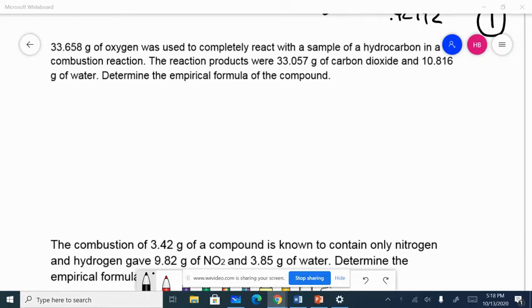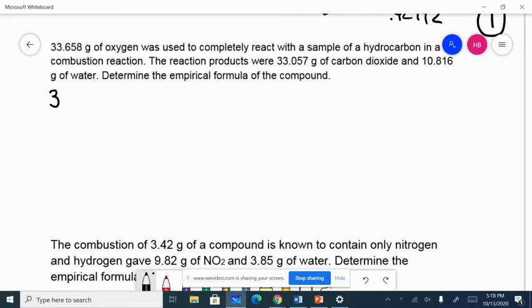All right, here's number 5. 33.658 grams of oxygen was used to completely react with a sample of hydrocarbon in a combustion reaction. The reaction products were 33.057 grams of carbon dioxide and 10.816 grams of water. Determine the empirical formula. So this time we need to figure out how much oxygen was used.